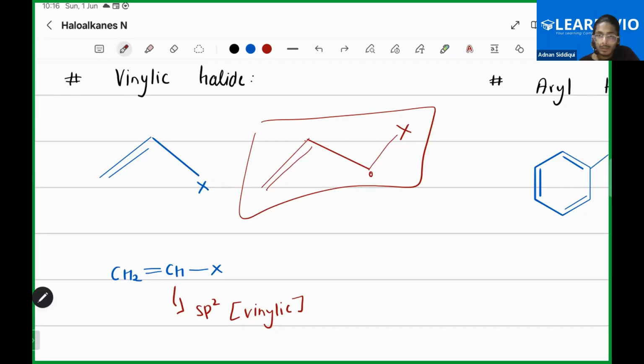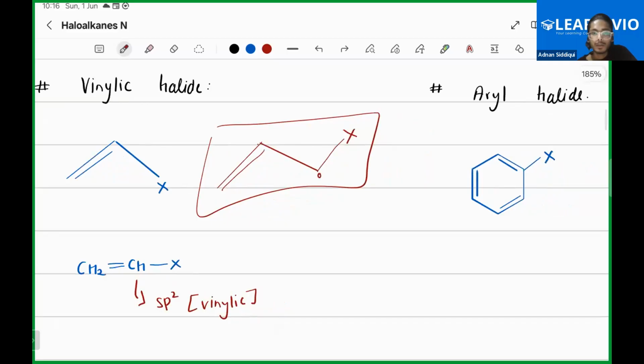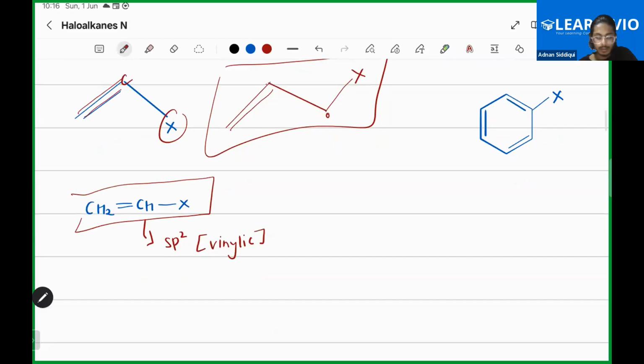We are going to use these naming terms in the reactions, so try to understand it. If you have doubts, you can ask. This is vinylic. Why? Because to the double bonded carbon, we have directly attached a halogen. Okay, this basically looks like this. And this carbon is sp2 hybridized, and this is vinylic carbon.